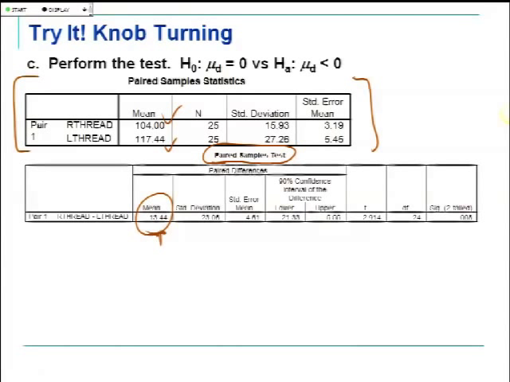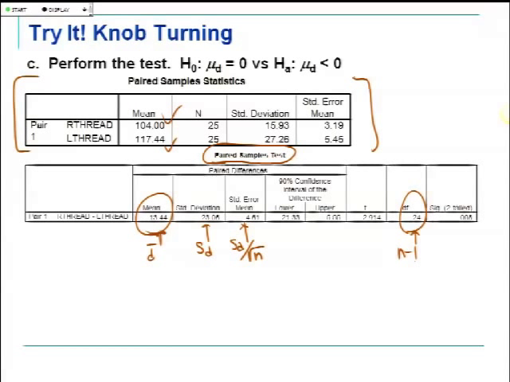Mu D is your hypotheses. All right, we have D bar. We have the standard deviation on those differences already calculated for us. We've got the standard error. What is N here? Is it 25 or 50? You have 25 measurements on the person and another 25 measurements. You have 50 measurements, but there's 25 differences. Degrees of freedom here, 24.